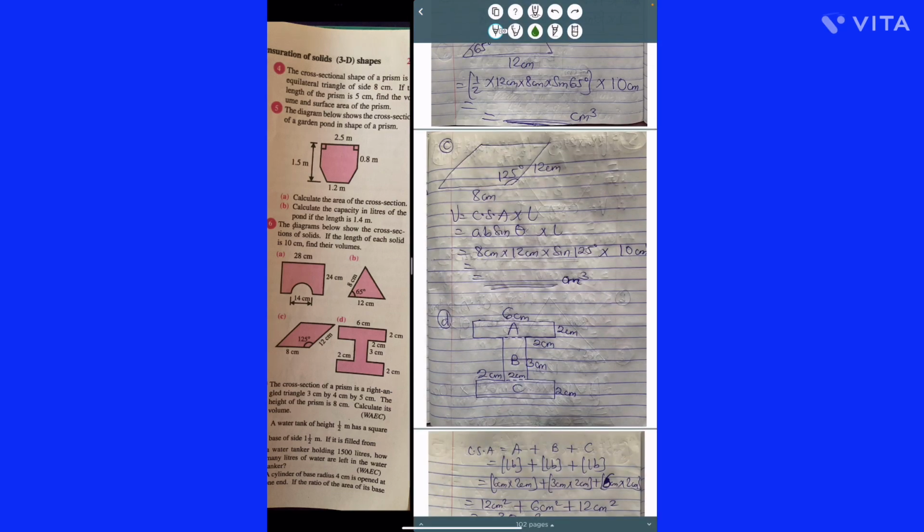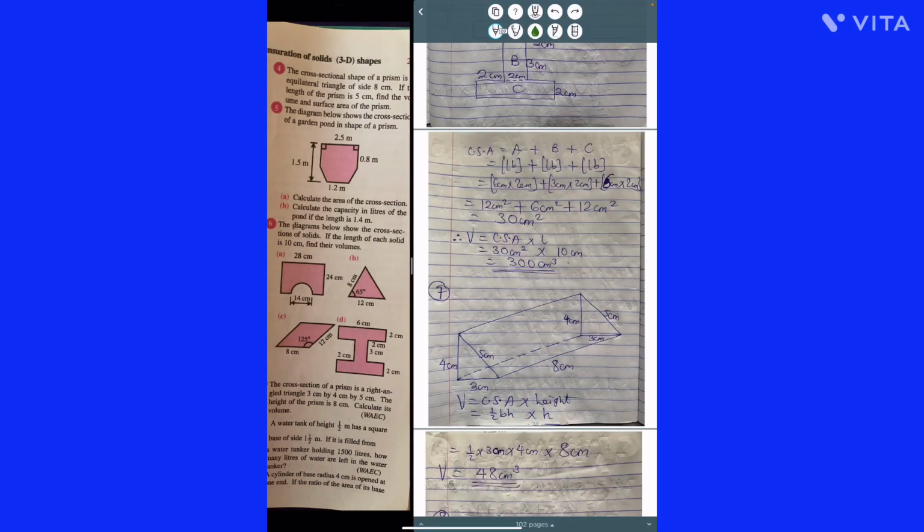As you can see from here, this will be 6 times 2. Let me show you. 6 by 2. That's the dimension of A. The dimension of B will be 3 by 2. It's also a rectangle. The dimension of C will now be what? 6 by 2 also. So you put each of them in brackets separately. Length times breadth. Get your answer for each bracket. Add the areas to get the total cross-sectional area, and multiply it by the length of the solid to get its volume, 300 centimeters cubed.